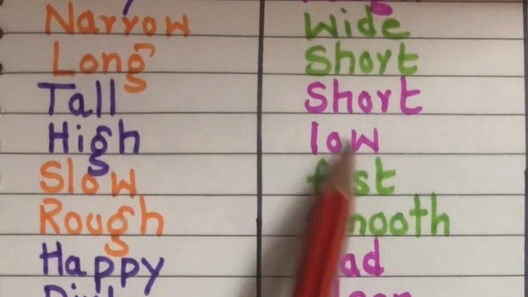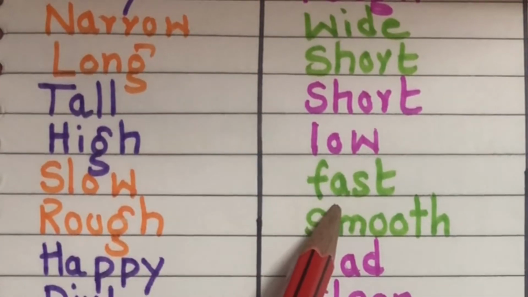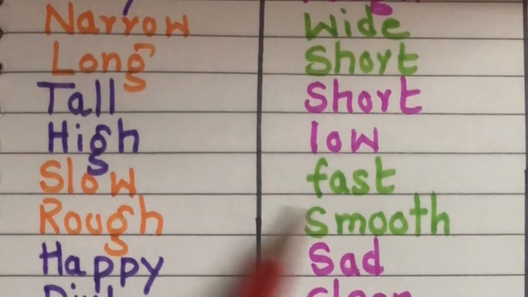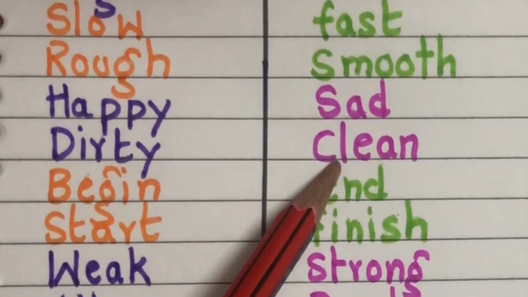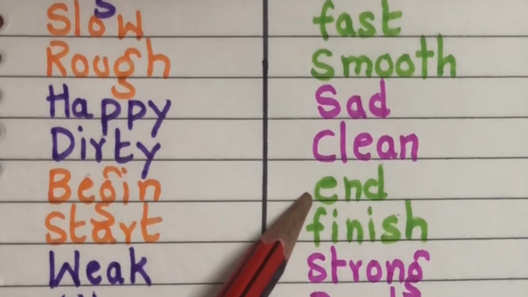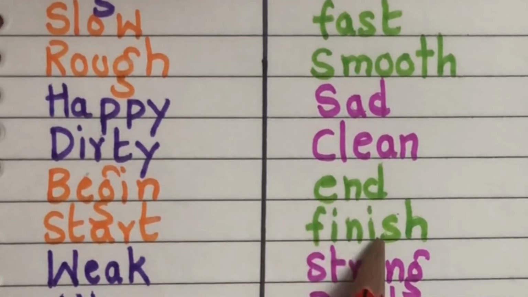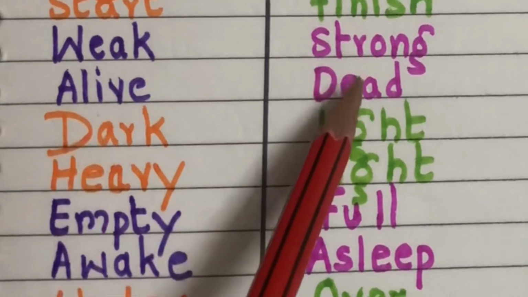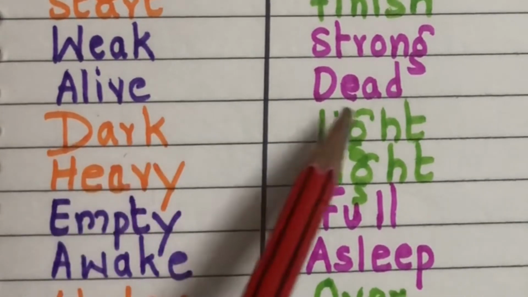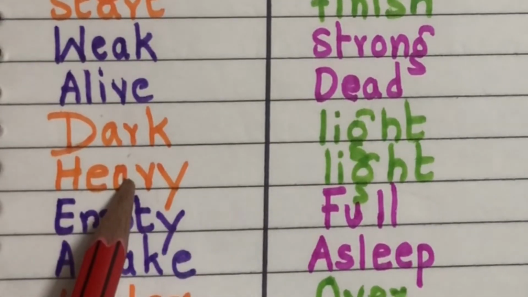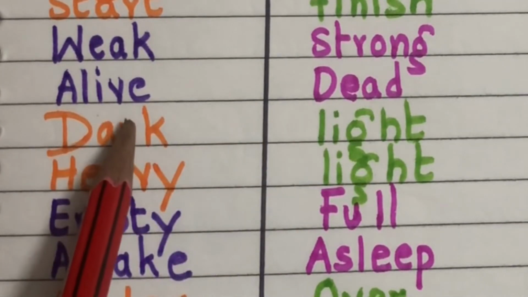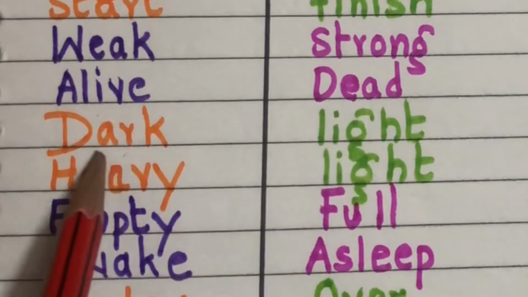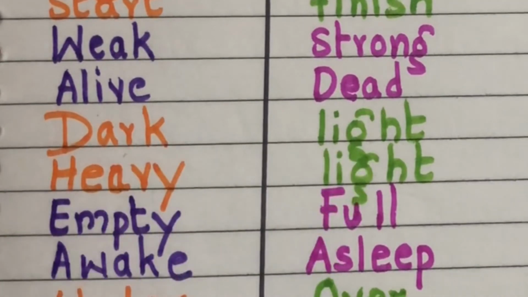High, low, slow, fast, rough, smooth, happy, sad, dirty, clean, begin, end, start, finish, weak, strong, alive, dead, dark, light, heavy, light. Now again in these two, the opposite of dark is light and the opposite of heavy is light.